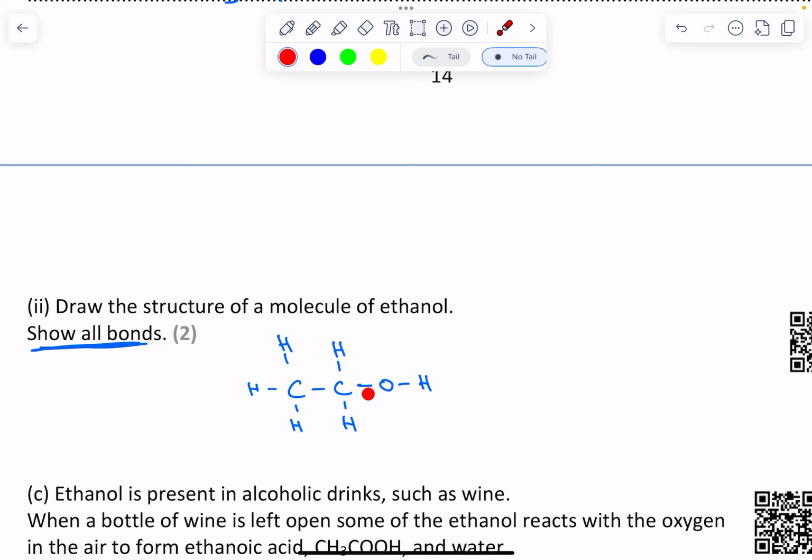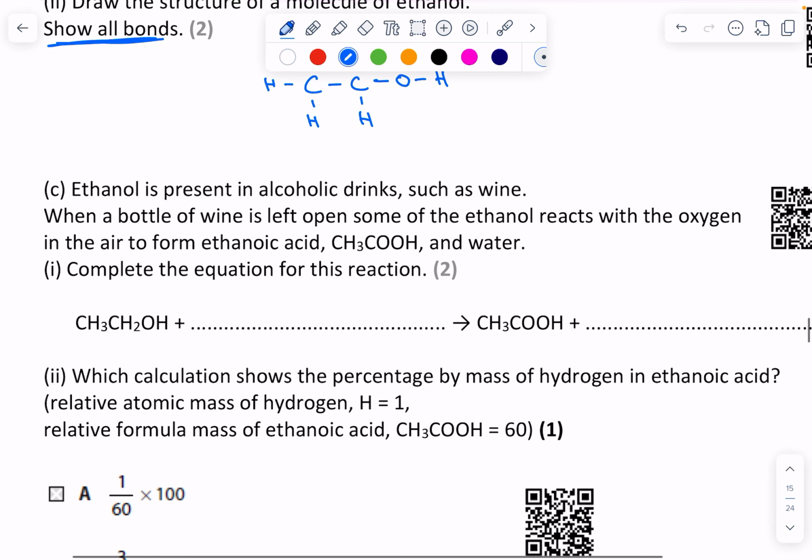If I just stress this bit here, notice how we've got the O bonded and then the H bonded, because we're showing bonds that exist in that part of the molecule. 2 marks there. I'm not sure how they're going to award 2 marks, but if you got it right, you got both marks.